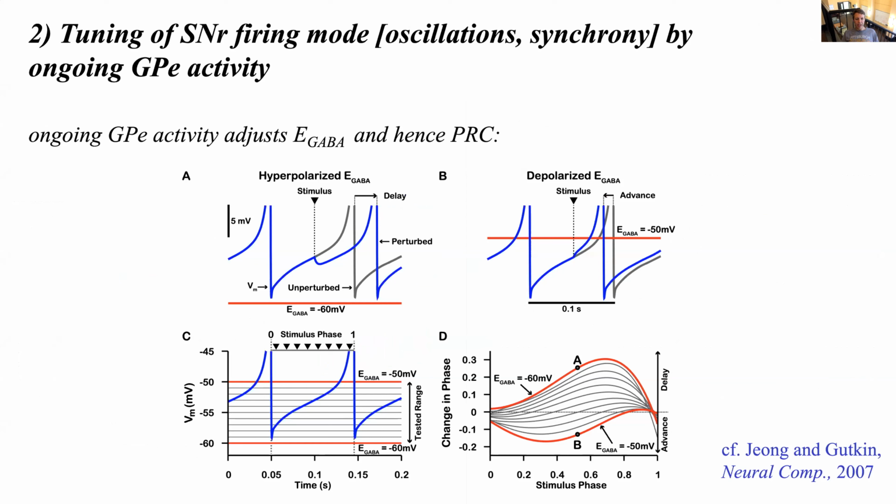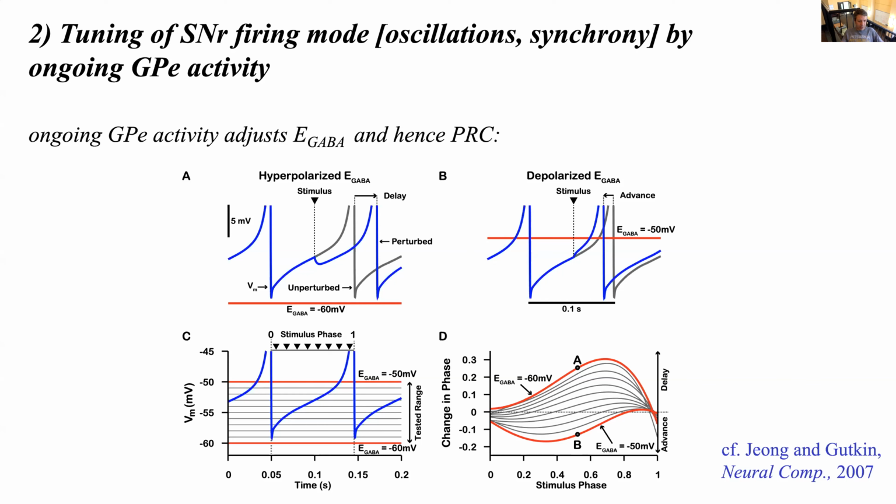And when E-GABA is hyperpolarized, so here we have an example with E-GABA at -60, the SNR membrane potential throughout a spike, here in blue, always sits above E-GABA, so E-GABA is having this hyperpolarizing effect. And so that will end up delaying the next action potential. If a stimulus comes in between spikes, the spike that would have occurred at this gray time is now delayed to the blue time.